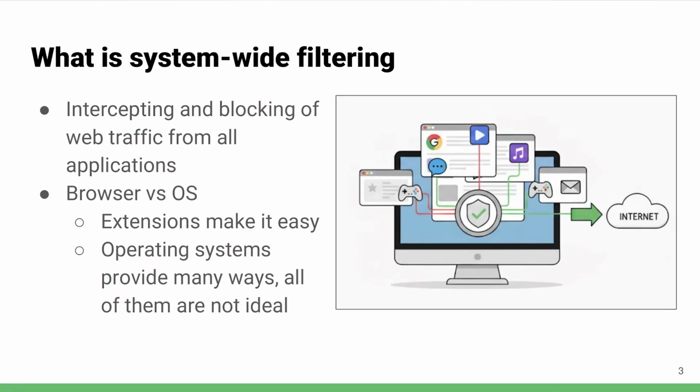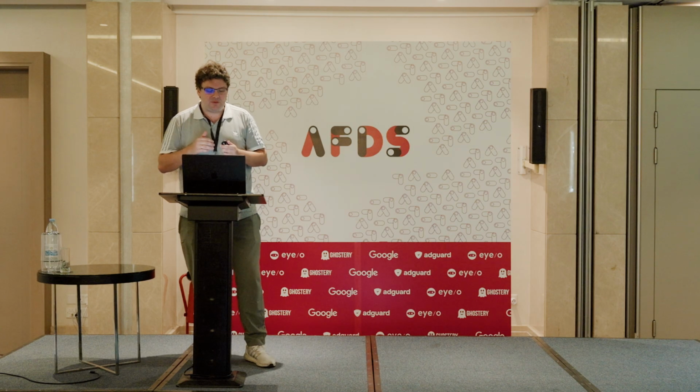So what exactly do we mean by system-wide filtering? System-wide filtering is essentially the ability to intercept and block web traffic from any applications, not just browsers. Achieving this inside a browser has always been relatively easy, thanks to the extensions. And even with Manifest v3, the browser still provides a clear, well-defined API for content filtering. Operating systems, on the other hand, are a completely different story. None of them offer a dedicated API for this, so we have to rely on different platform-specific techniques, and each comes with its own drawbacks.